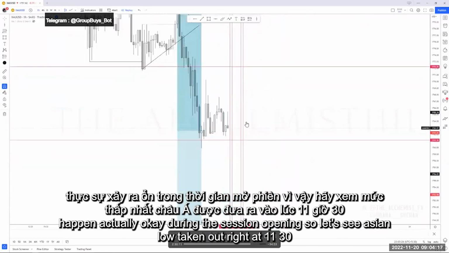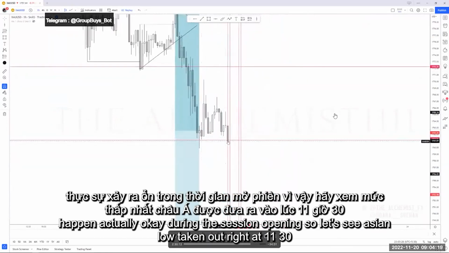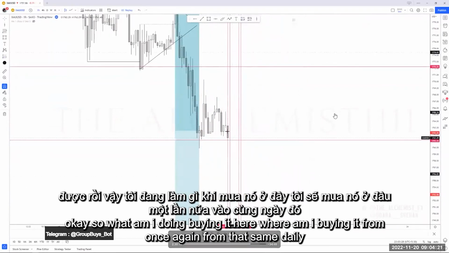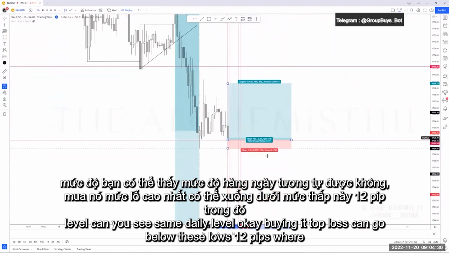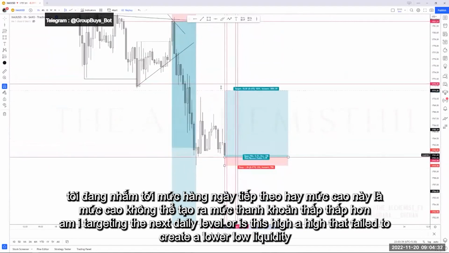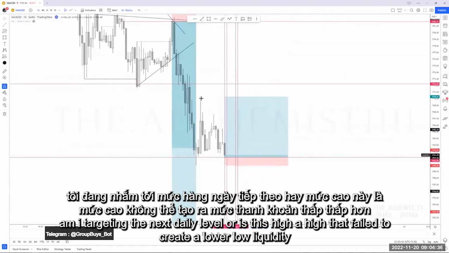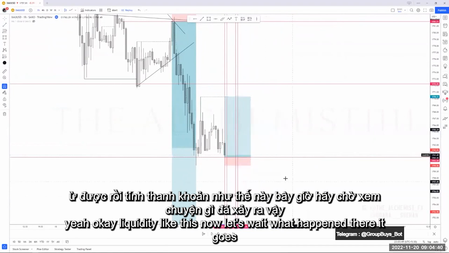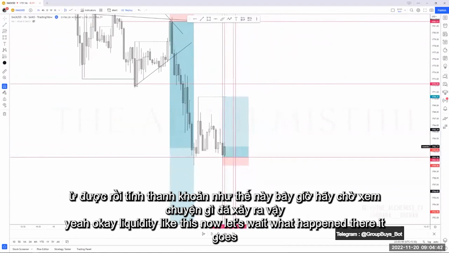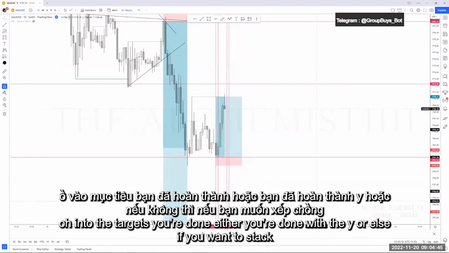So let's see. Asian low taken out right at 11:30. Okay, so what am I doing? Buying it here. Where am I buying it from? Once again, from that same daily level. Can you see it? Same daily level. Okay, buying it. Stop loss can go below these lows, 12 pips. Where am I targeting? The next daily level. Or is this high? A high that failed to create a lower low. Liquidity. Okay, liquidity like this. Now let's wait. What happened? There it goes. Oh, into the targets. You're done.